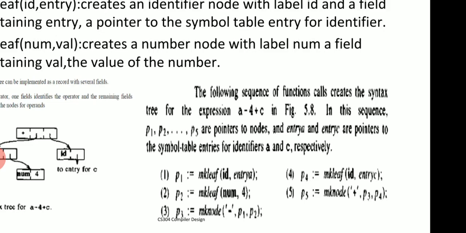So that means c has to be constructed next. c will be constructed as the leaf node. Then again you have to create the operator node plus. That plus should have two pointers, left and right. Left should point to the child node which computes the value of a - 4, and the right pointer should point to c.